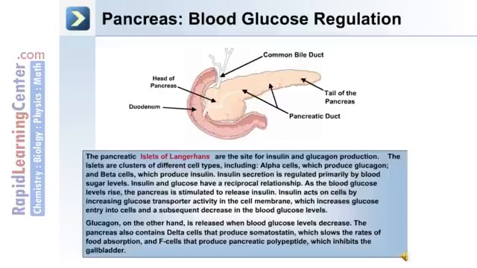The pancreas also contains delta cells that produce somatostatin, and this slows the rate of food absorption. F cells produce pancreatic polypeptide, and this inhibits the gallbladder.